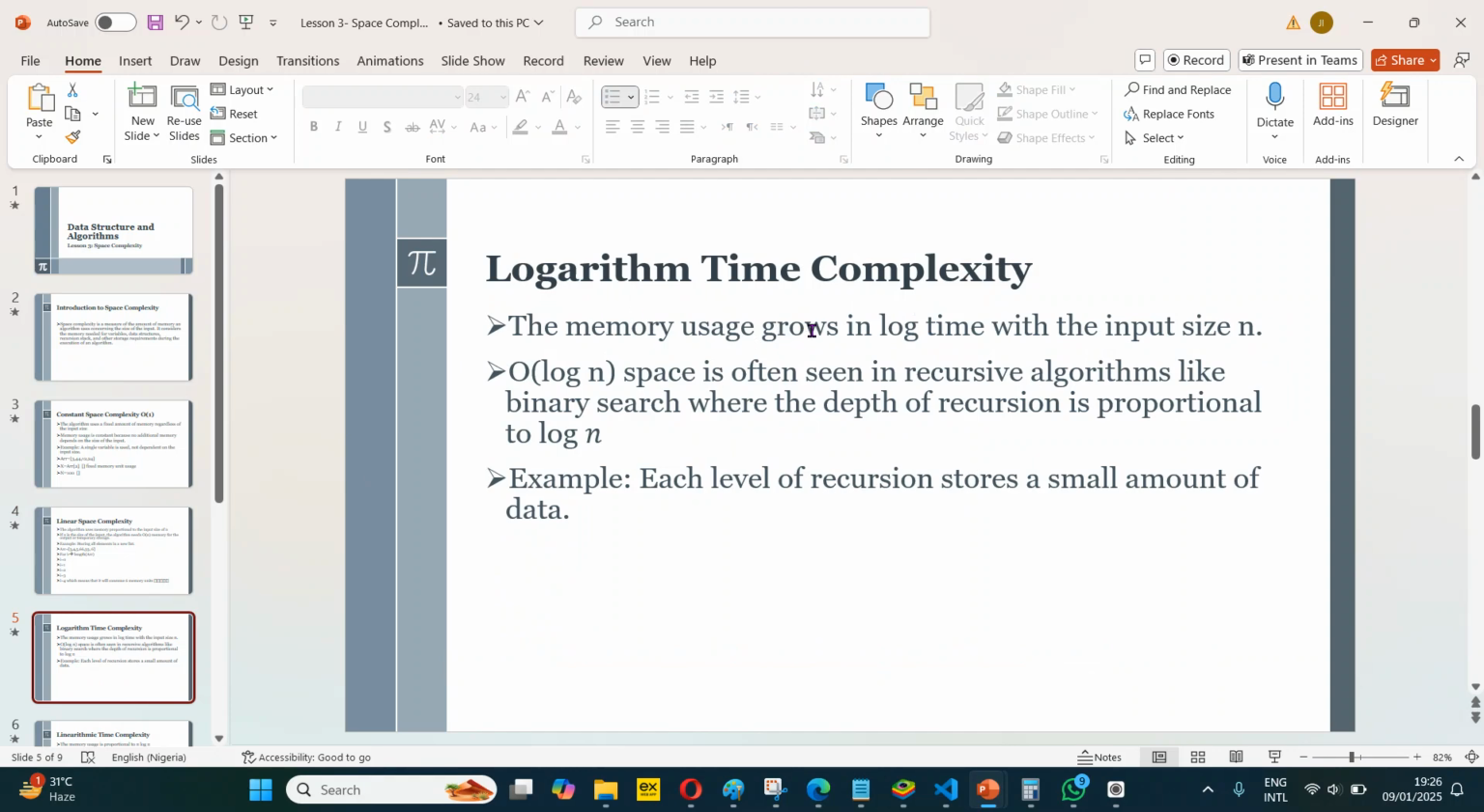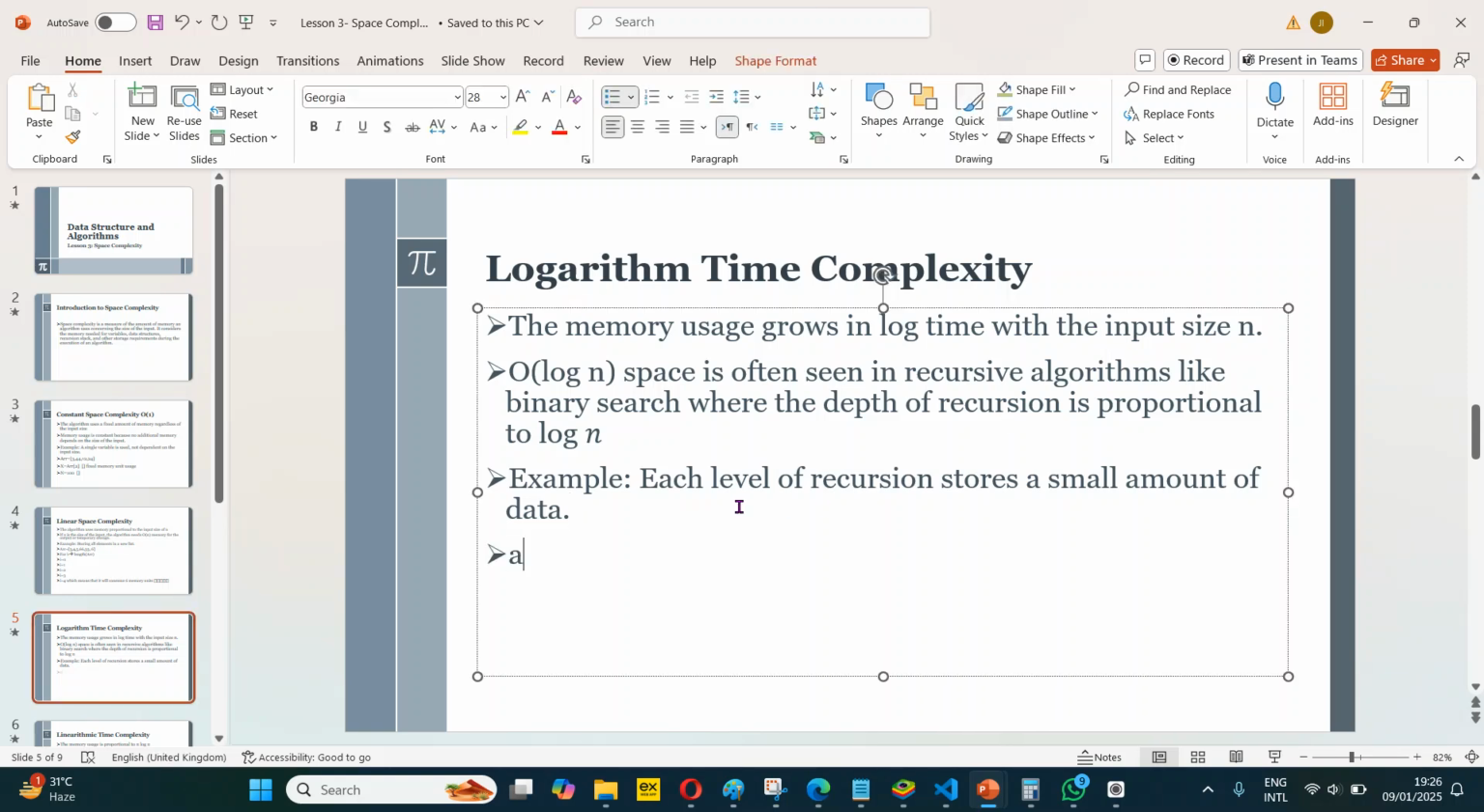The memory usage grows logarithmically with the input size n. A good example is binary search. You can see the order of log n space is often seen in recursive algorithms like binary search, where the depth of recursion is proportional to log n.